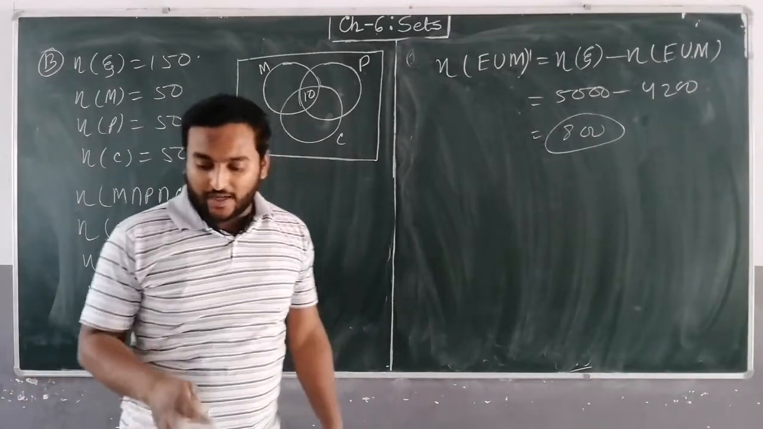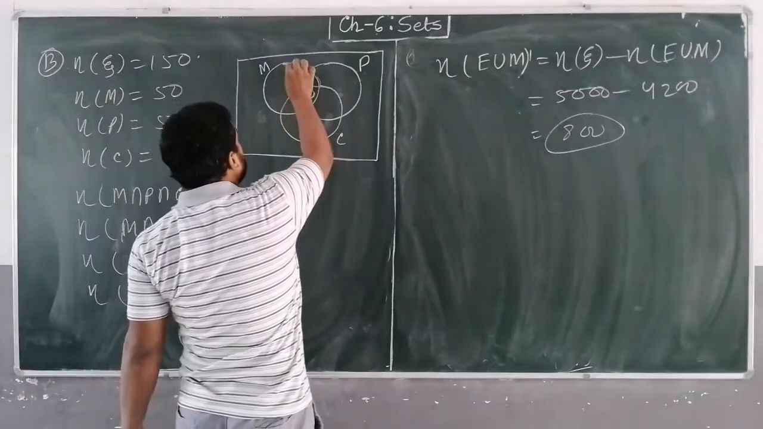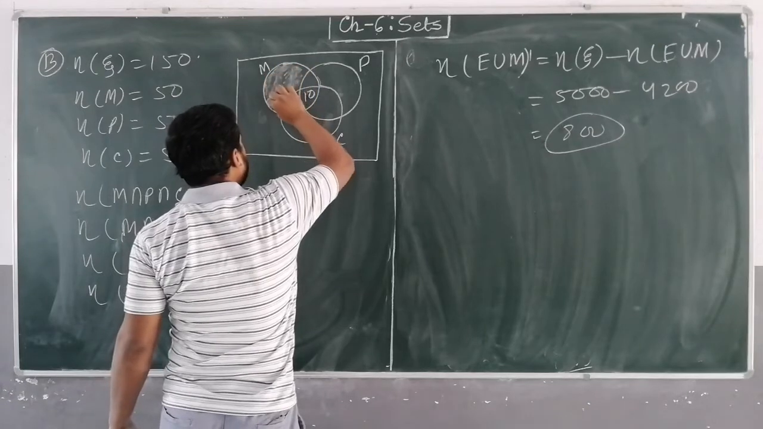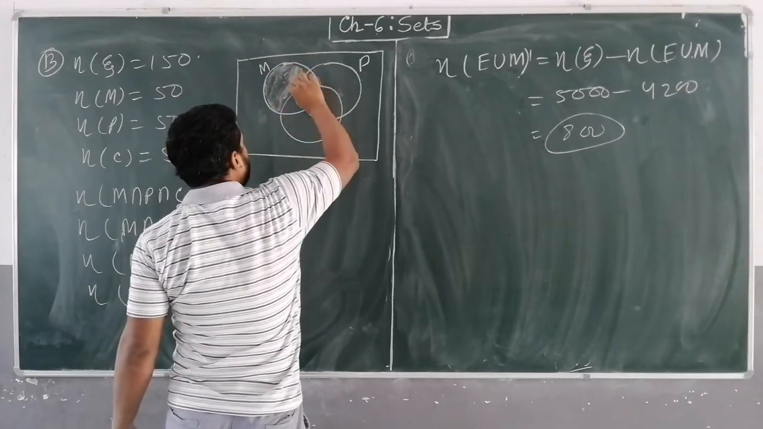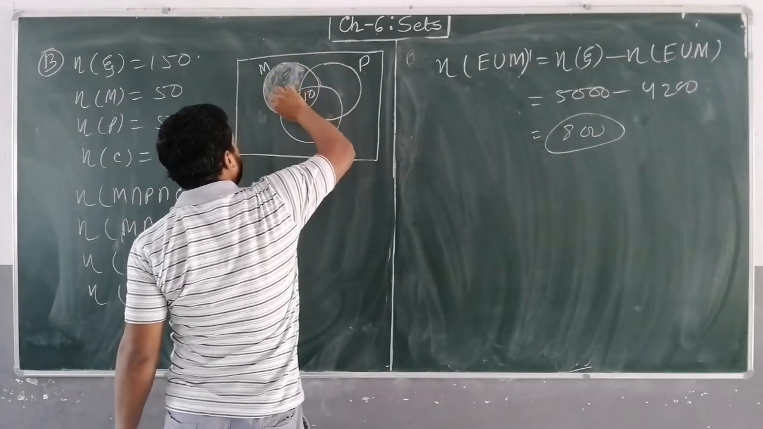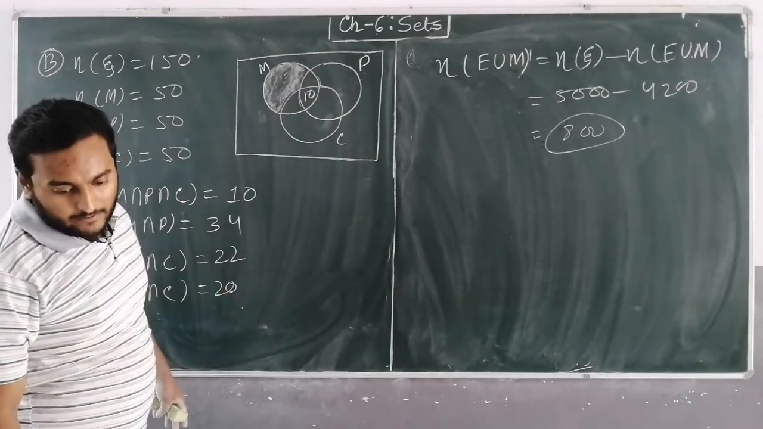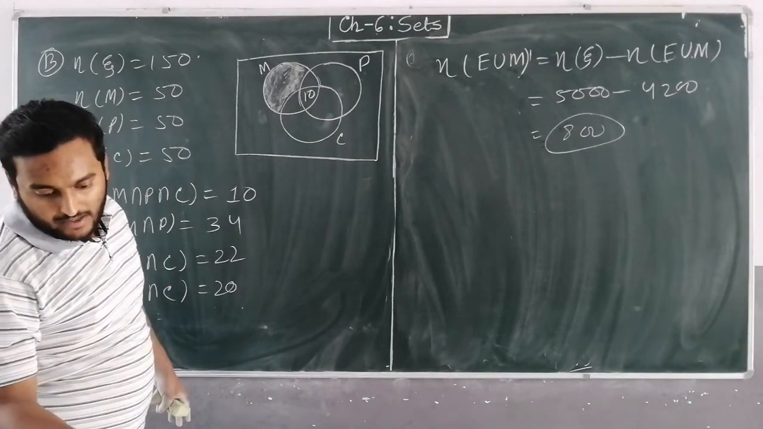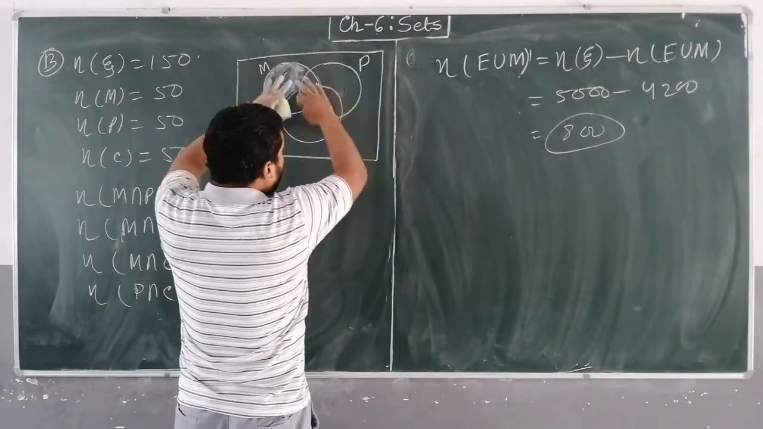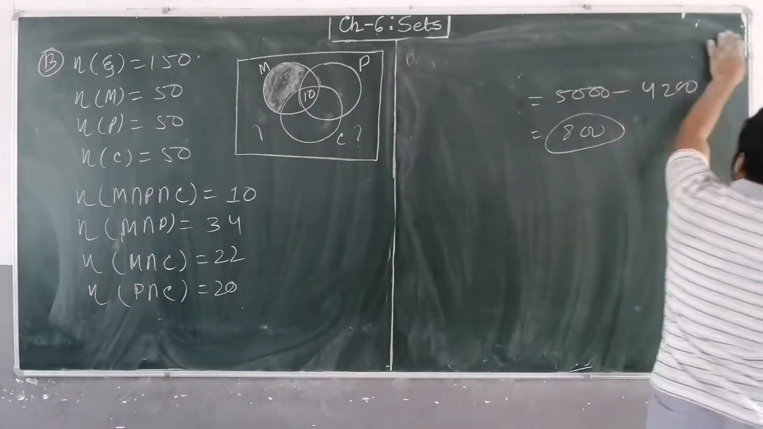Okay, what you have to find? Use Venn diagram to find the number of students who studied only math. Only math means this part. Because the number of students only math, these students are not studying physics and chemistry. So this part, this is the first part you have to find. And second, you have to find the number of students who studied none of these 3 subjects, means outside this. Outside this, how many students are there? Okay, that you have to find.